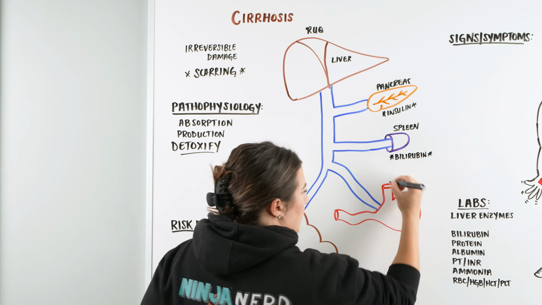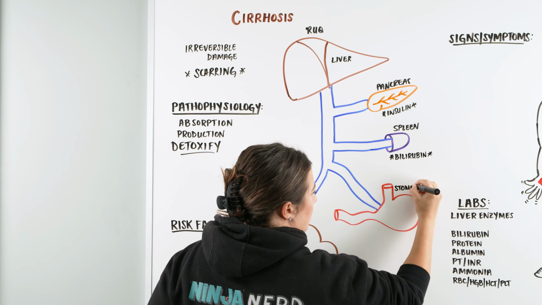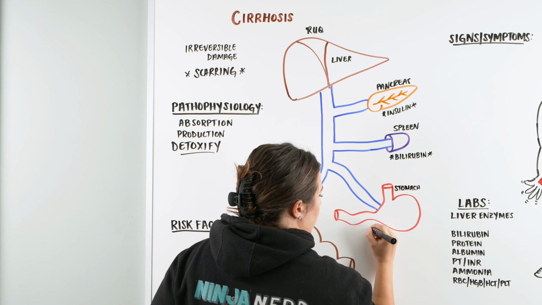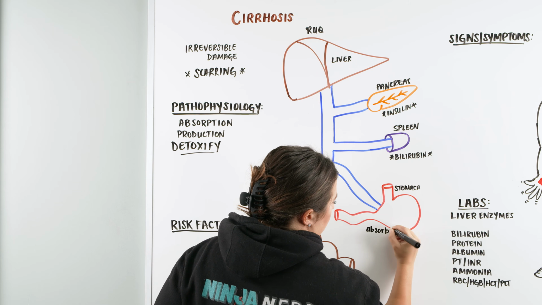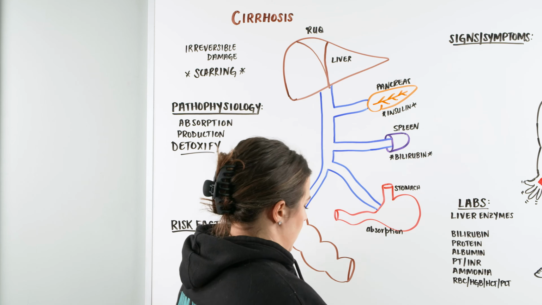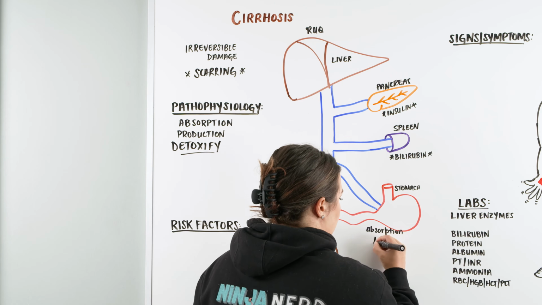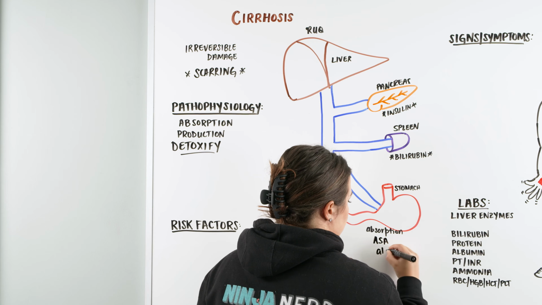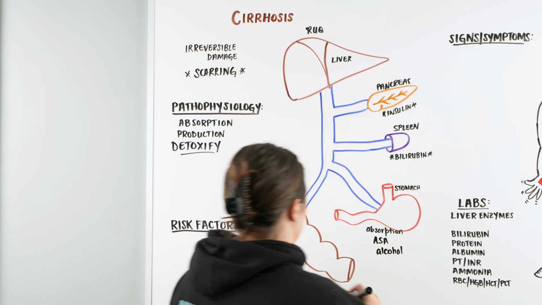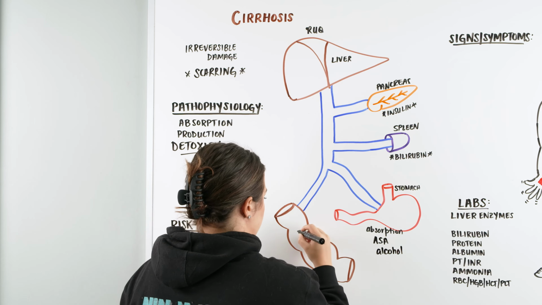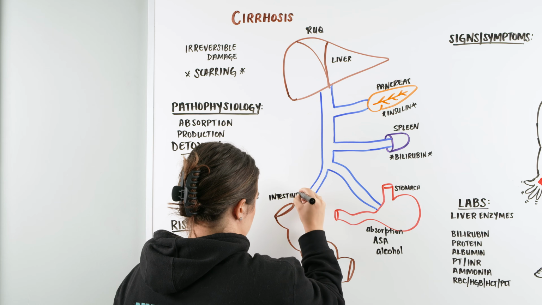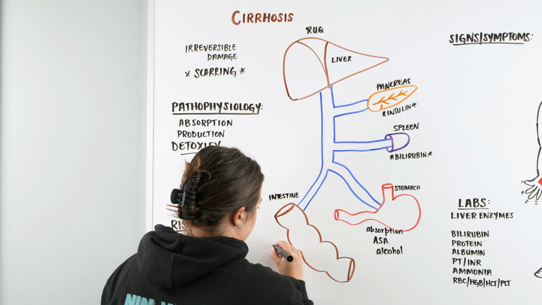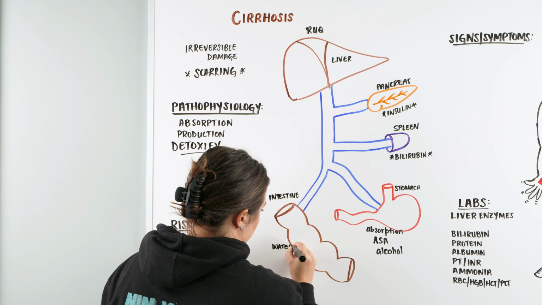We also want to talk about our stomach. What does our stomach do? It helps with absorption, particularly aspirin and alcohol absorption. And then we want to generalize and talk about our intestines, our large and small colon, which also help with absorption, particularly water absorption.